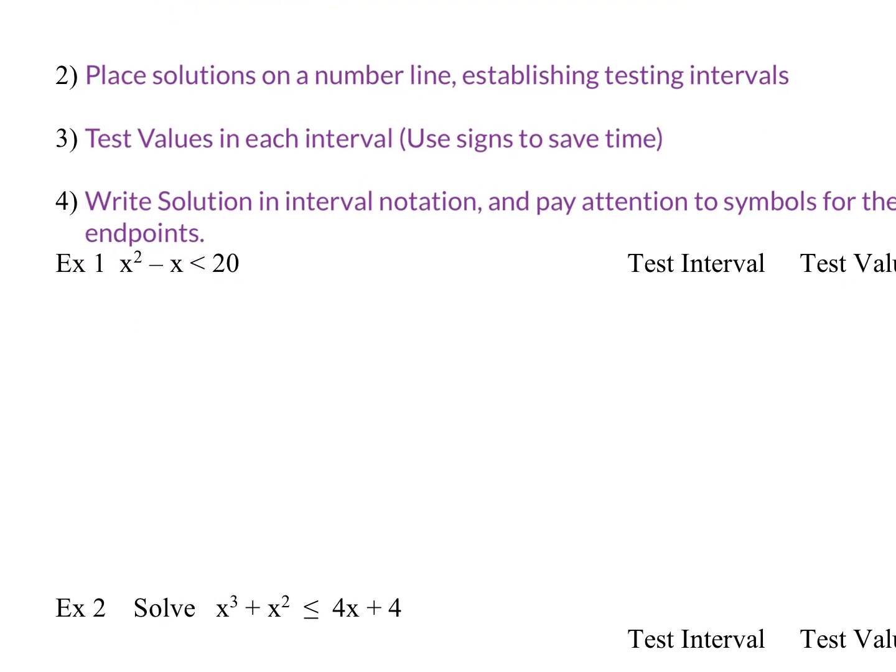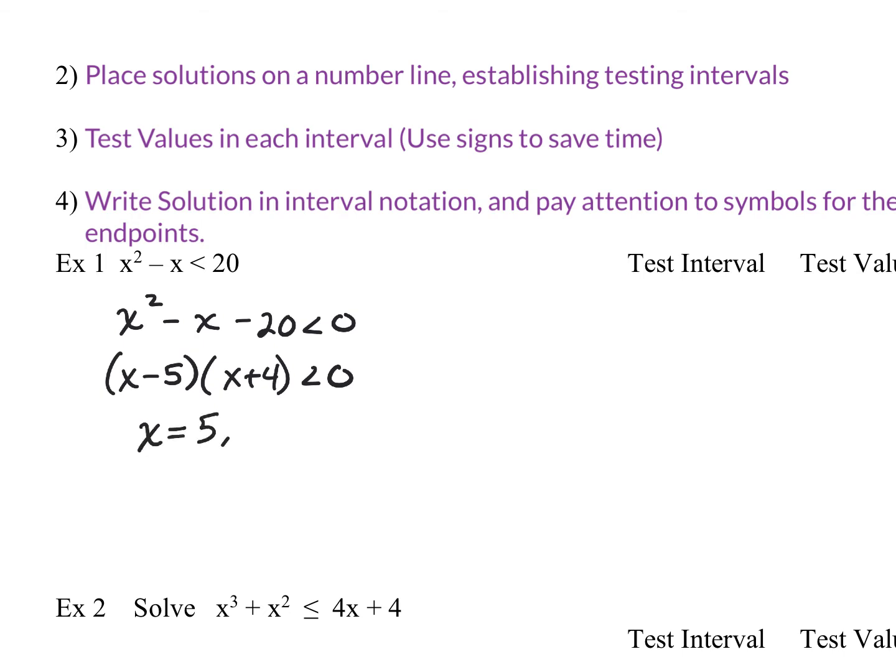Here in example 1, I have x squared minus x is less than 20. So I'm going to start here by moving that 20 over so that my inequality is related to 0. Now I have a quadratic. I'm going to solve this through factoring. I'm going to factor this to x minus 5 times x plus 4. So the key critical values that are of interest are going to be 5 and negative 4.